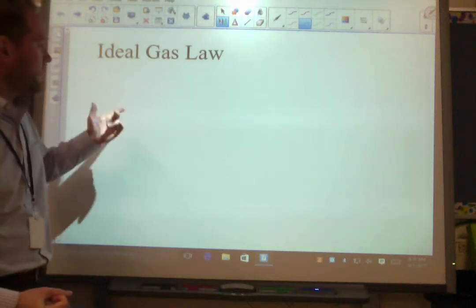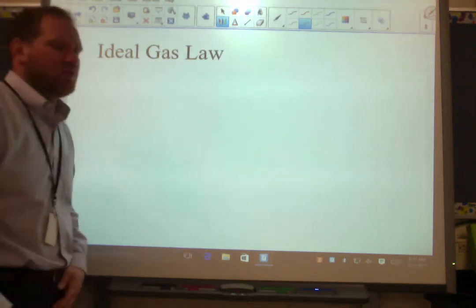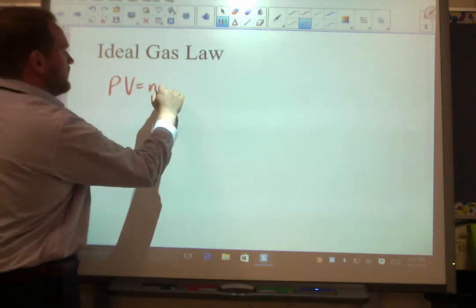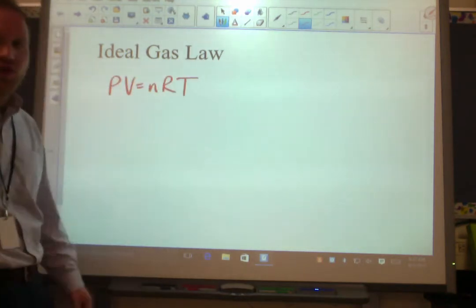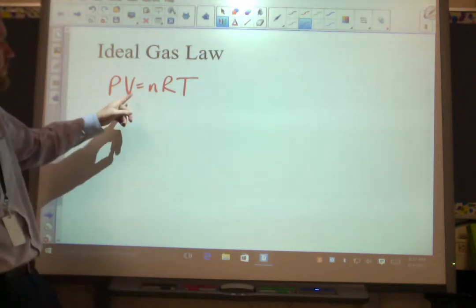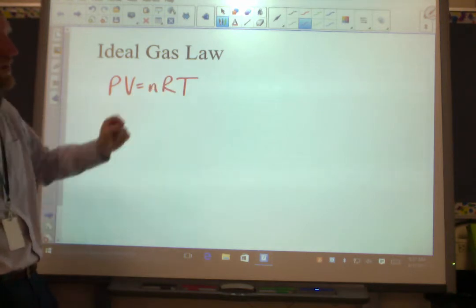Okay, I'm going to be going over the ideal gas law in this problem and some practice problems. So, the ideal gas law, PV equals nRT. Sometimes we just call it "PivNRT" for short. PV equals nRT: pressure times volume equals number of moles times R times T.